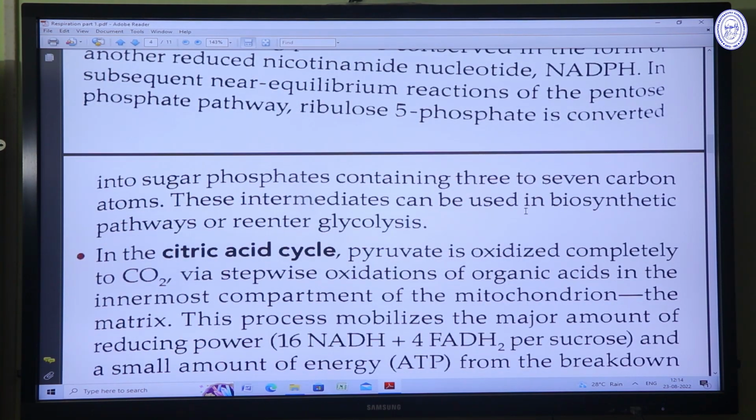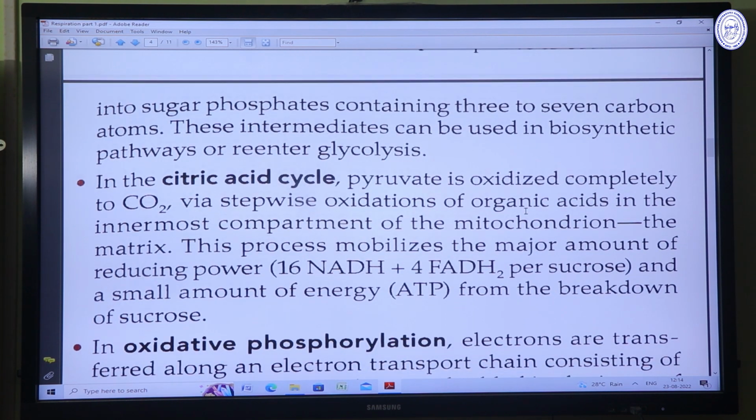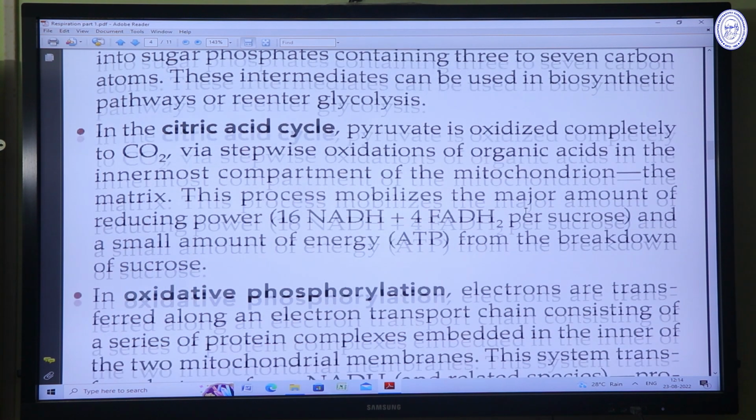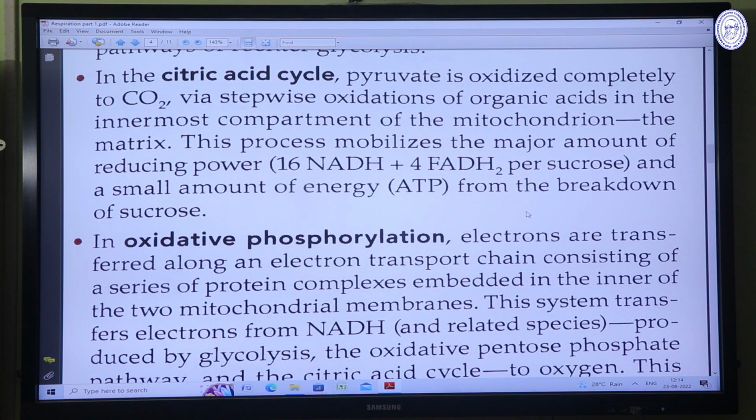In the third process, that is in citric acid cycle, which is also known as TCA cycle. So what happened in citric acid cycle? During glycolysis, the ultimate end product is an organic acid, and that organic acid is pyruvate. And now this pyruvate will be completely oxidized to CO2 in citric acid cycle.